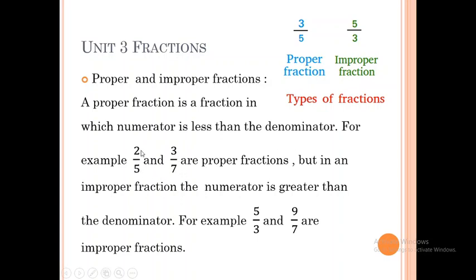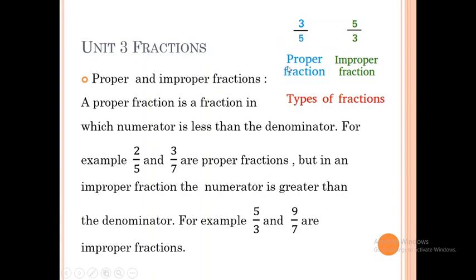Here the denominator is 5 and the numerator is 2. It is less. Here the denominator is 7 and the numerator is 3. So these two fractions are called proper fractions. You can take 2 out of 5. You can take 3 out of 7. Same here, 3 by 5. This is a proper fraction.